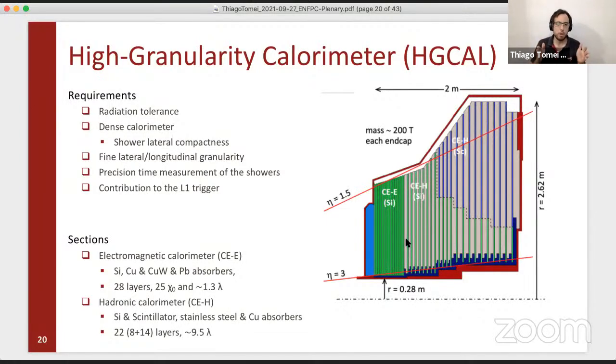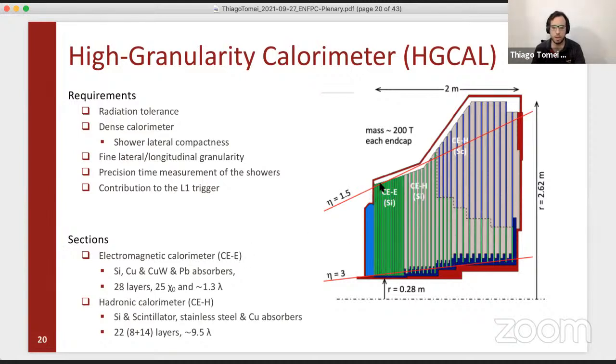And we want it to be dense because we want the hadronic and electromagnetic showers to be compact and well contained within. It also has precision timing, and it will also contribute to the level 1 trigger. It couldn't be different. But I'm not going into these details. I just want to draw your attention to the fact that even though it's built as an integrated calorimeter, it has both an electromagnetic and a hadronic section, where we have silicon for the whole electromagnetic calorimeter and silicon-scintillator sections for the hadronic one.